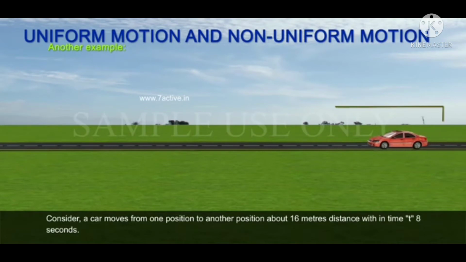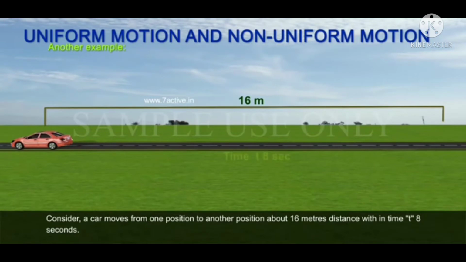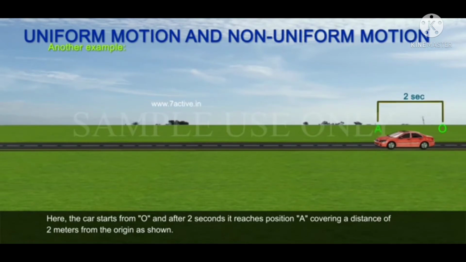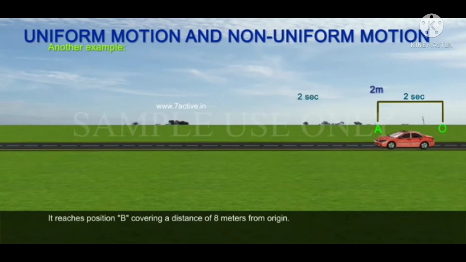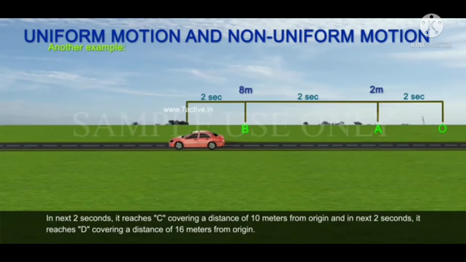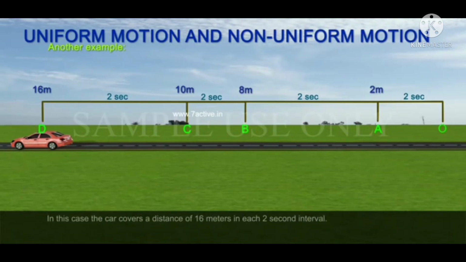So the next is another example. Consider a car that moves from one position to another, about 16 meters of distance, within a time t of 8 seconds. Here the car starts from O and after 2 seconds it reaches position A, covering a distance of 2 meters from the origin as shown. And it reaches position B, covering a distance of 8 meters from its origin, and in the next 2 seconds it reaches C, covering a distance of 10 meters from origin, and in the next 2 seconds it reaches D, covering a distance of 16 meters from origin.